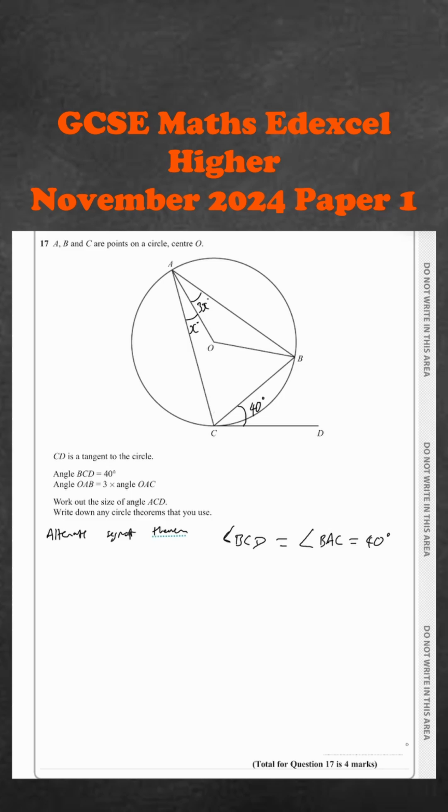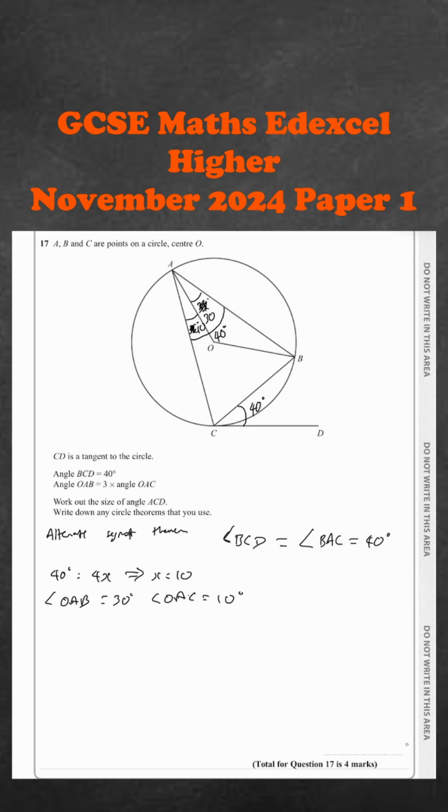So BAC is the full bit here, which means 40 degrees equals 4x, therefore x equals 10, which means we have OAB equal 30 degrees and OAC equal 10 degrees. So I'm going to say replace the 3x here with 30, replace the x here with 10.